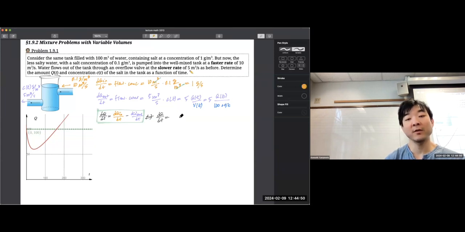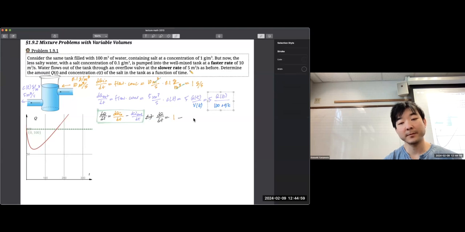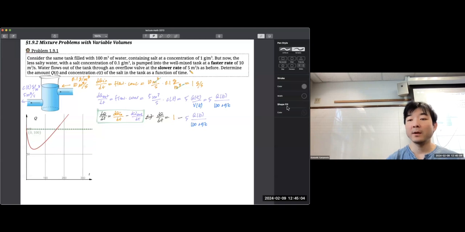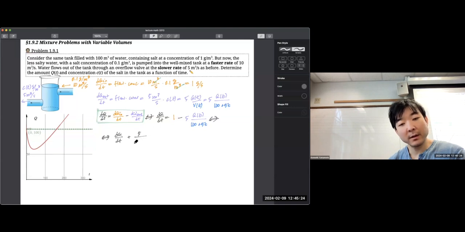So what do we have? We have your inflow rate is 1, and then you have whatever goes in minus whatever goes out, and whatever goes out is going to be this right here: 5 times Q of t over 100 plus 5t. Okay, so this is our differential equation, but let's write it in standard form. So it's going to be dQ over dt, move this over, so it's going to become 5 over 100 plus 5t times Q is equal to the 1 on the right-hand side.